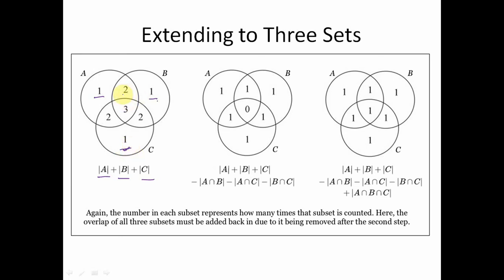But these are the elements which are present in A and B both but not in C. These are the elements which are present in A and C but not in B. These are the elements which are present in B and C but not in A. And these are the elements which are present in all the 3 sets A, B and C.